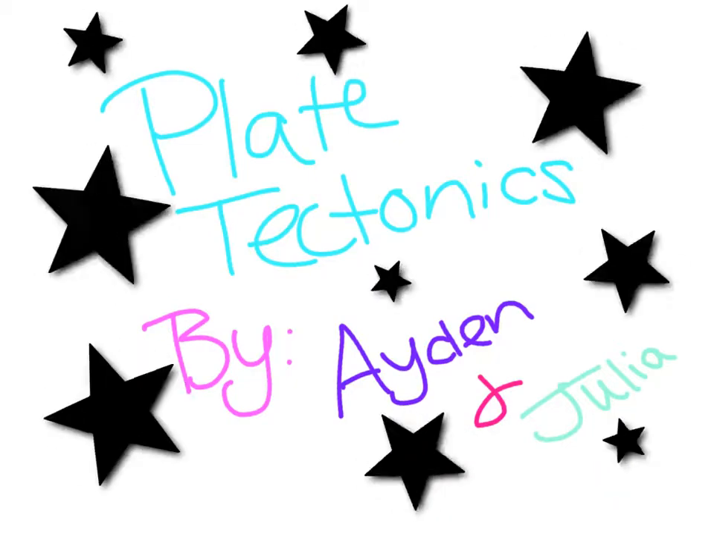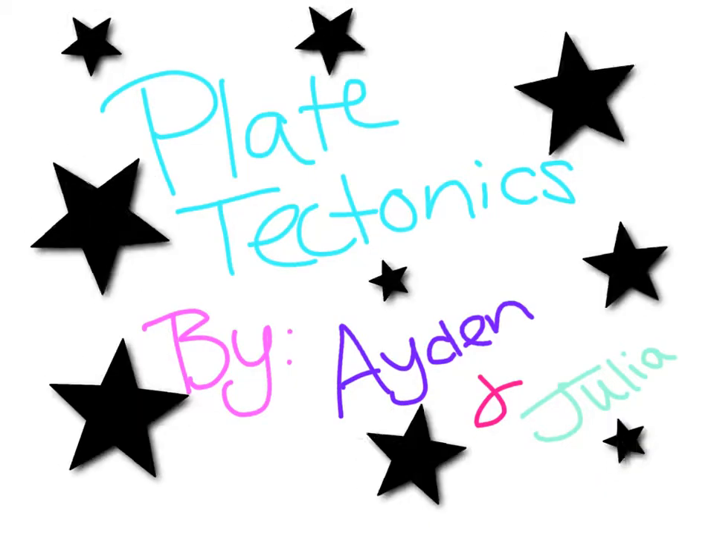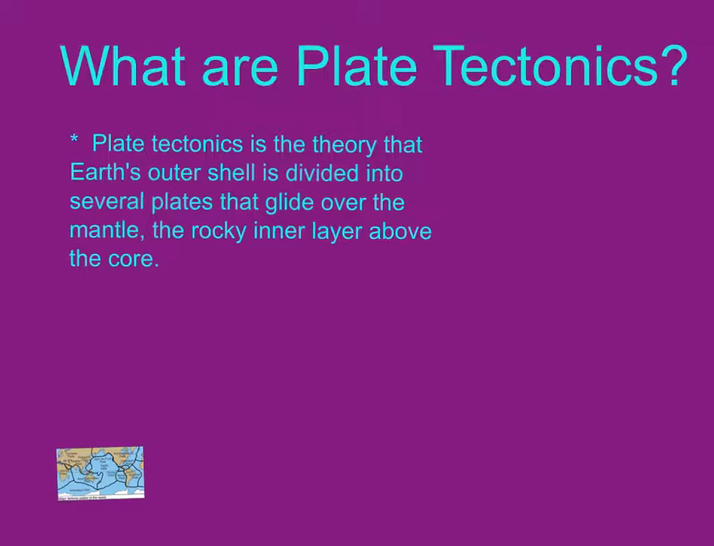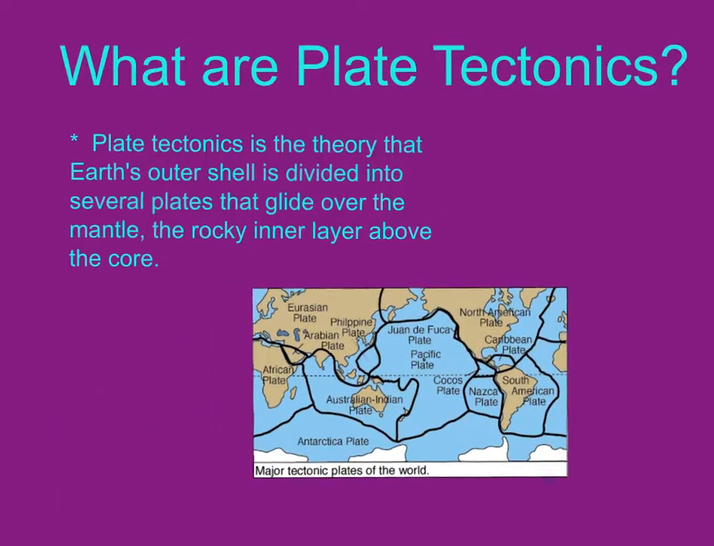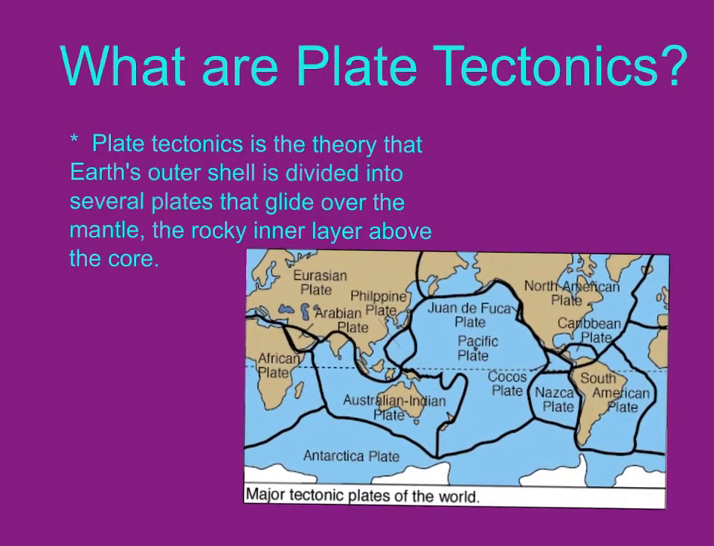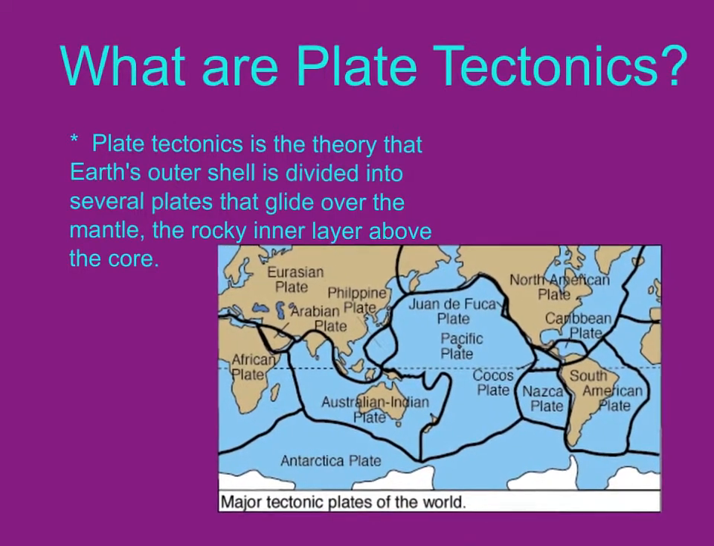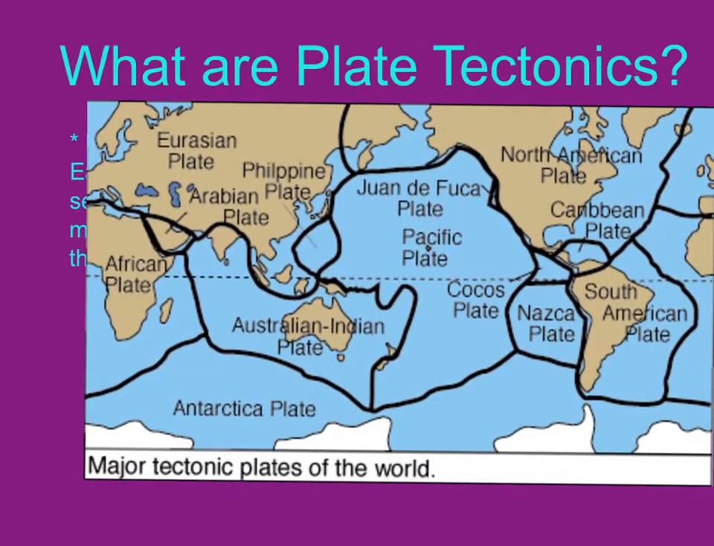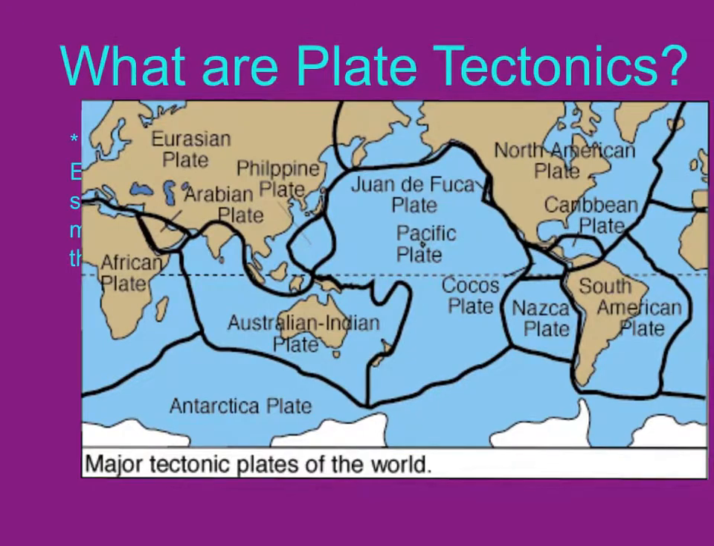Plate tectonics by Ayden and Julia. Plate tectonics is the theory that Earth's outer shell is divided into several plates that glide over the mantle, the rocky inner layer above the core. Here you can see the major plates of the world.